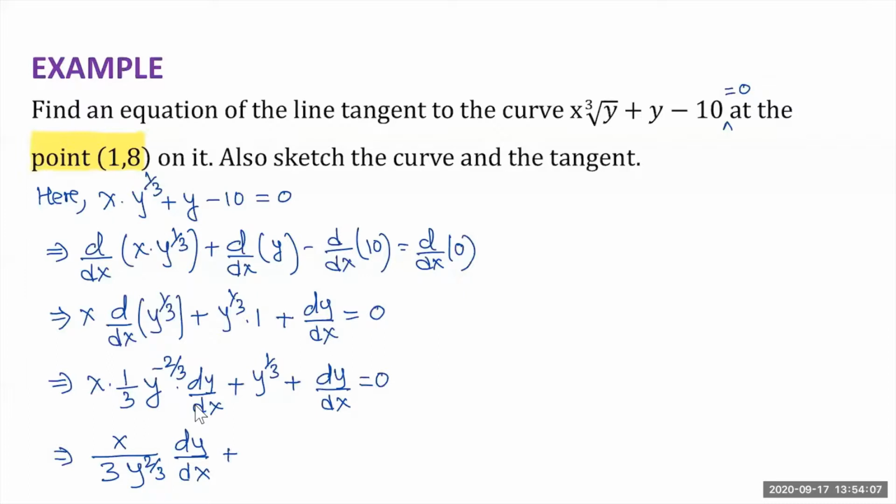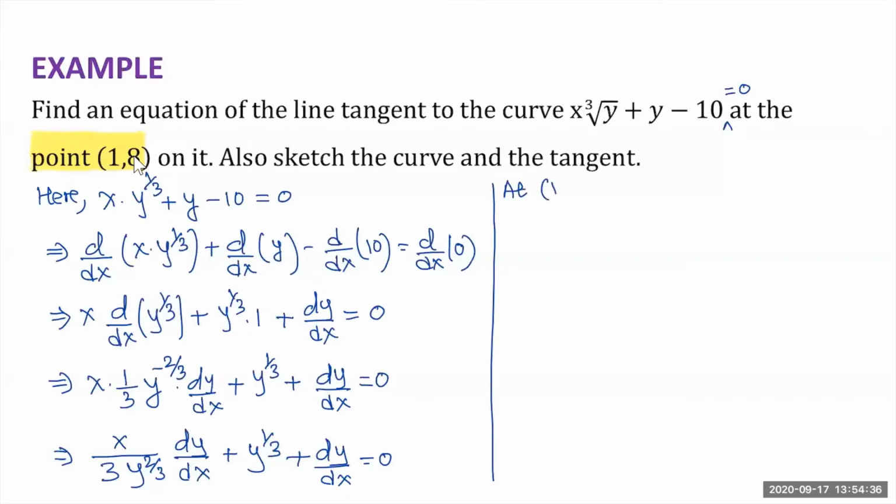Then plus y to the 1/3 plus dy over dx equal to 0. Make sure you know what we are doing. We want to find the slope. Slope is dy over dx when x is 1 and y is 8. So we are going to plug in x equal to 1 and y equal to 8. So let's do that.